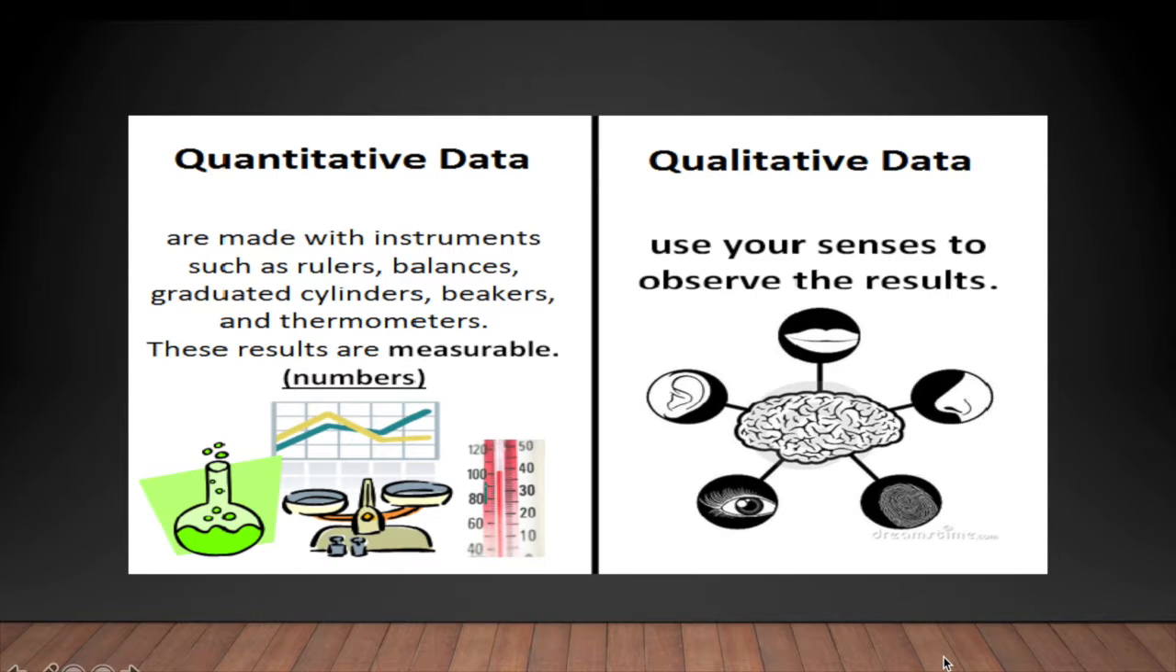Okay, we can divide the data into two, which is the first one is quantitative and the second one is qualitative. So quantitative is something that is made from instruments such as rulers, measuring balance, graduated cylinders, beakers, and thermometers, whereby these results are measurable in numbers. In the meantime, qualitative data is something that you have to use your senses to observe the results.